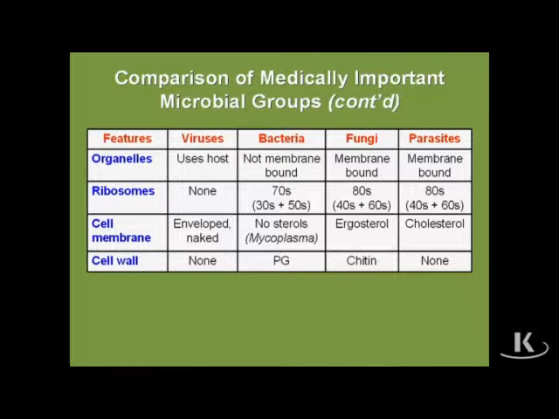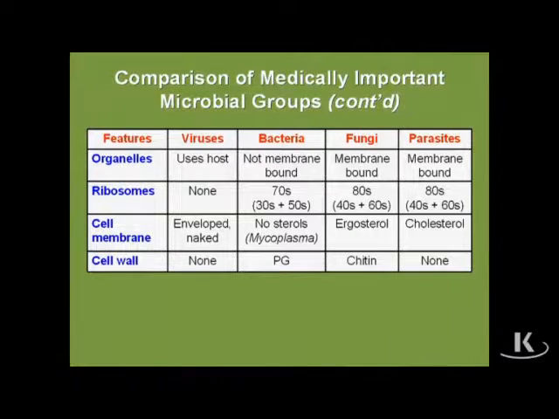However, when you get to the cell membrane, what's really important to note is that the fungi use ergosterol instead of cholesterol in the cell membrane. Now that is really important because that's one of the major targets for the antifungal drugs. So that allows us to treat the fungi. That's one thing that we can find that's actually different between the fungi and the eukaryotic cells. Parasites become a little bit more difficult. So with parasites, again, they have cholesterol in their cell membrane just like our cells do. So again, a little bit more difficult to treat.